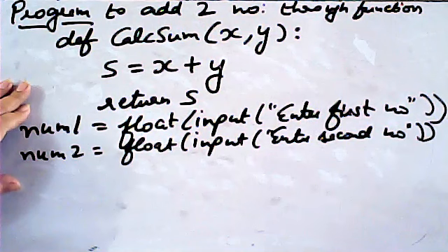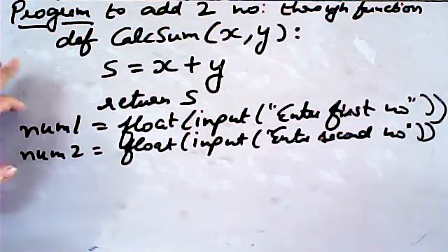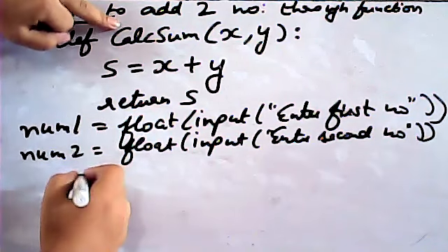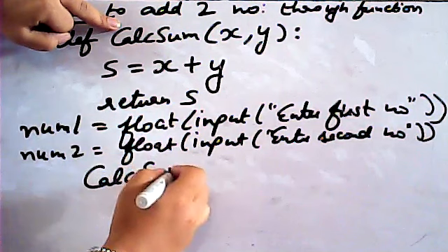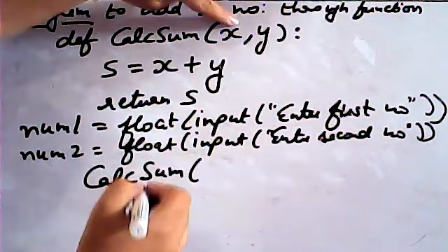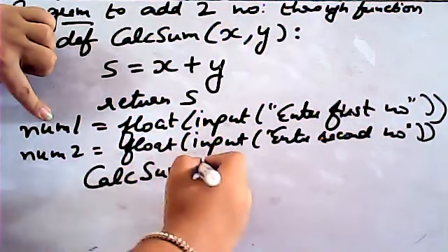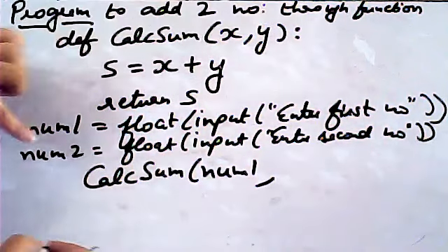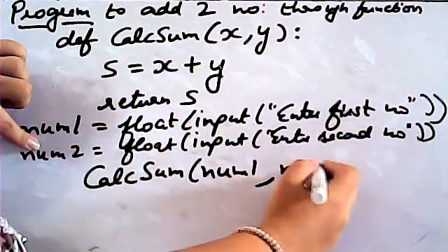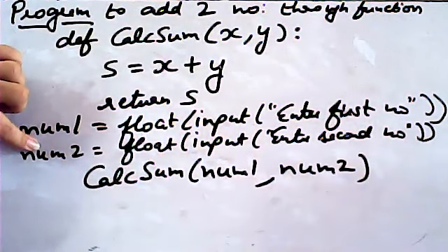Now I want a function call. I already told you how to do a function call. First, write the name of the function call. What is the function call? sum. So x's value is going into what? num1. So I just write here num1. y's value is going into what? num2. So I just write here num2.